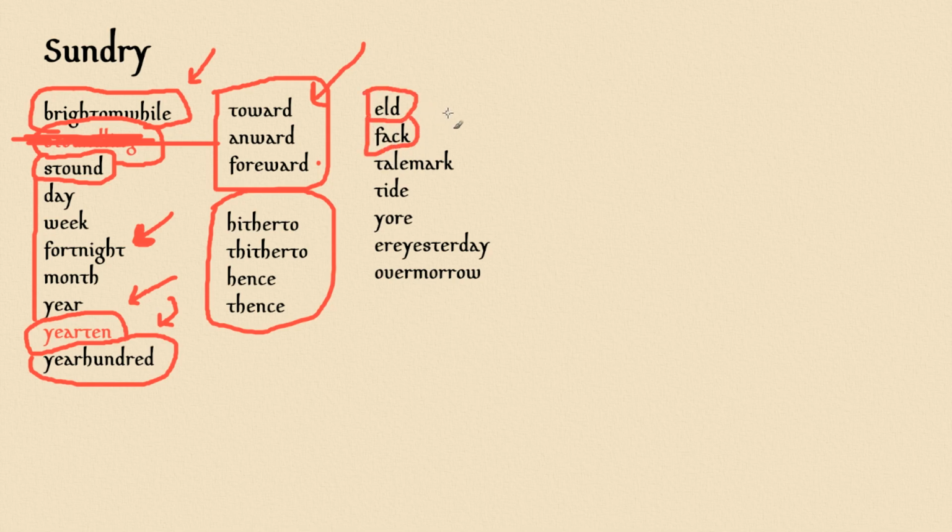Fac, I'm not super sure on this word. This is the type of word where later on I might just erase it from my English word book because I haven't really settled that this word is legitimate, but it seems to be a word which means interval. Tailmark comes from Old English. It means date. Tide is kind of a generic term for a period of time. Yore is like the past, the long past. So in yore days of the Romans and yada yada. Ere yesterday means the day before yesterday, and over morrow means the day after tomorrow.